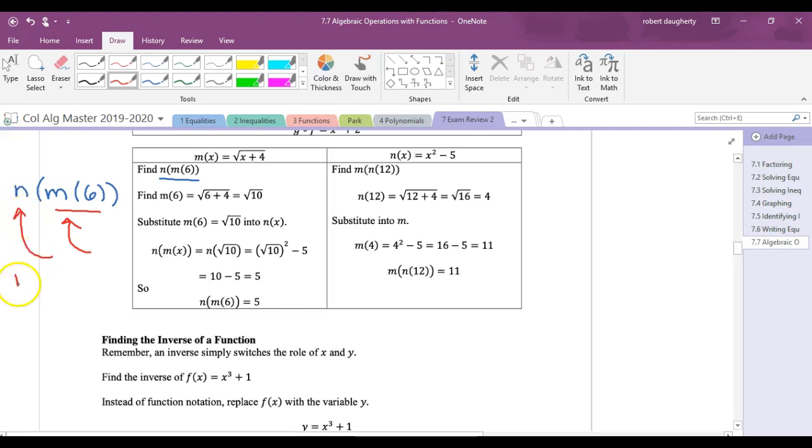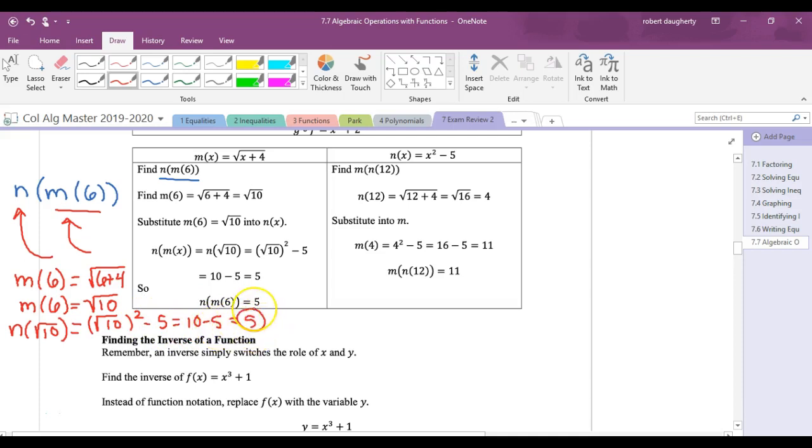So first thing, what is m of 6? M of 6 is going to be equal to the square root of 6 plus 4. So m of 6 is the square root of 10. Now, I need to find n of that value. So what is n of the square root of 10? That is going to be the square root of 10 squared minus 5. That's 10 minus 5, which is 5.